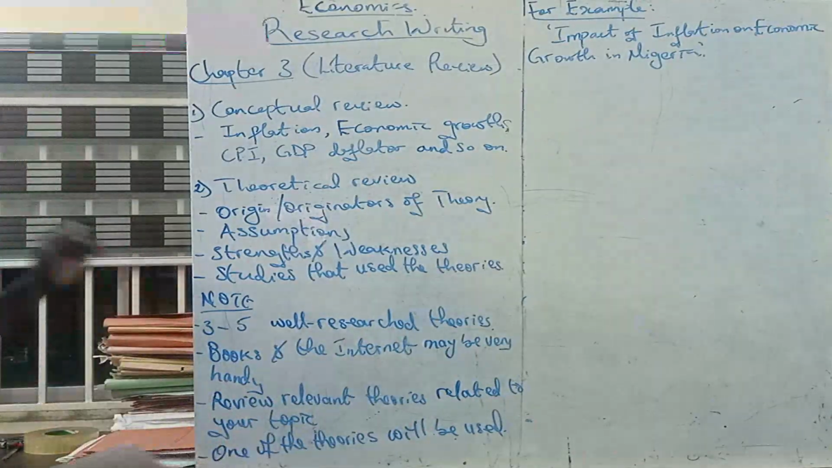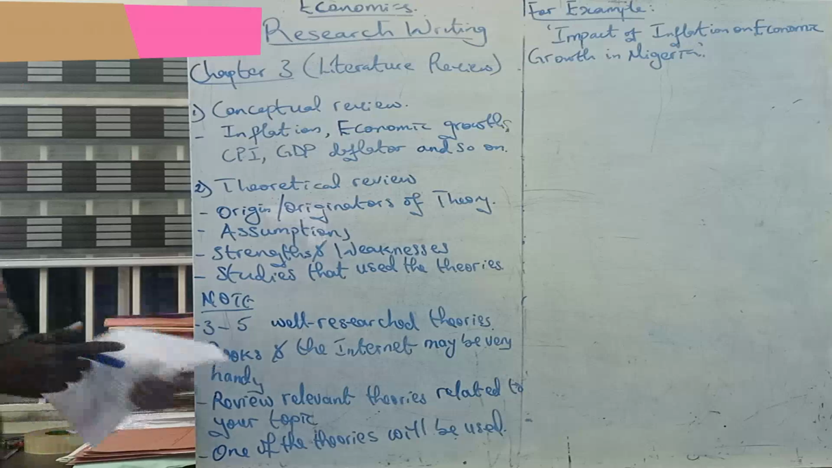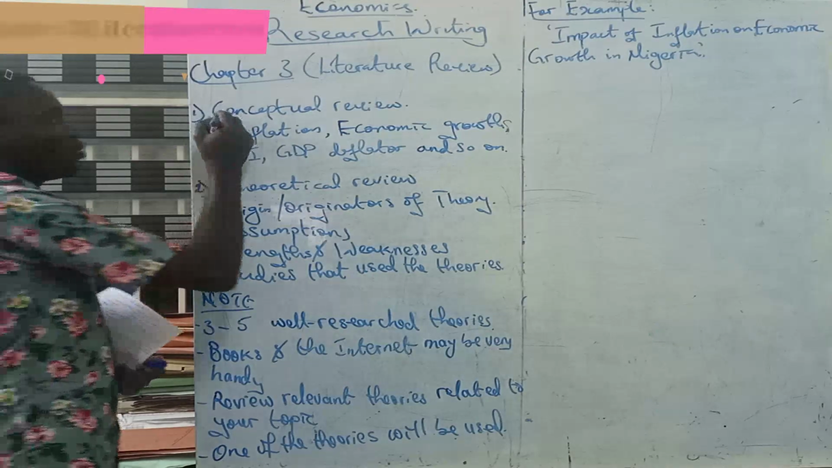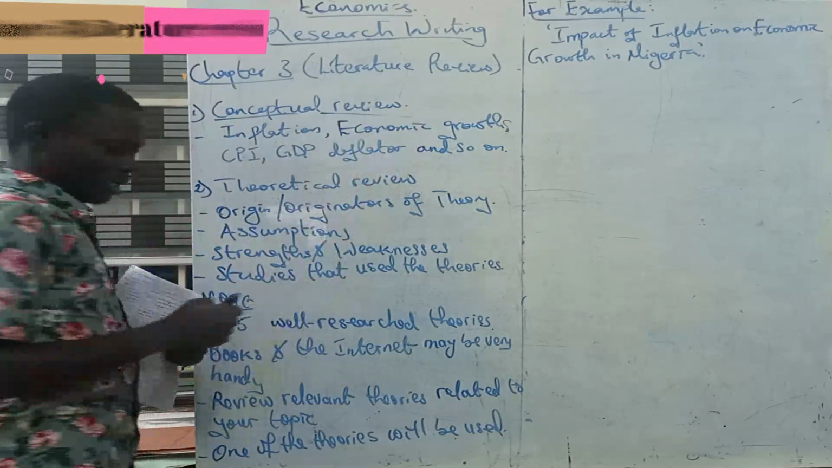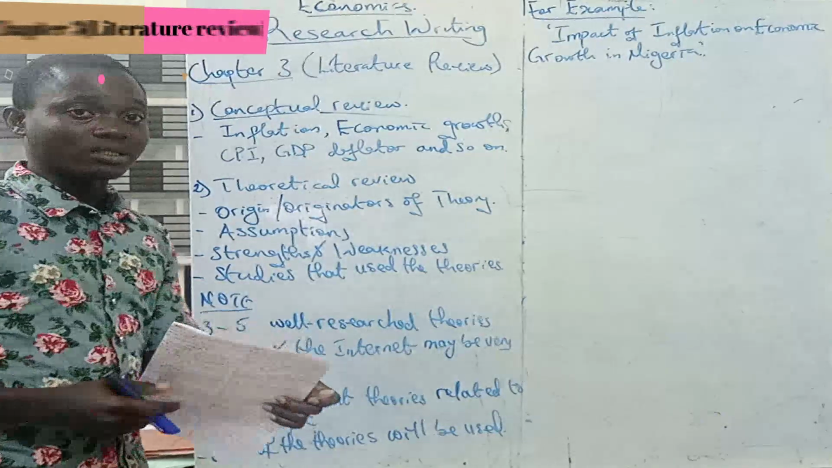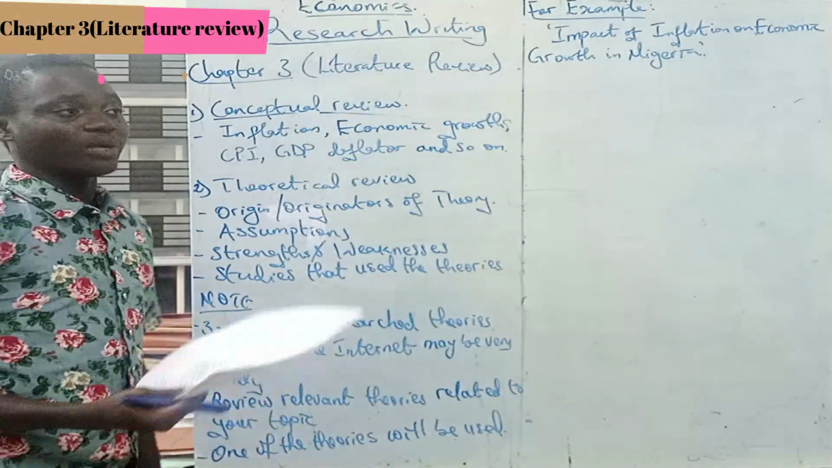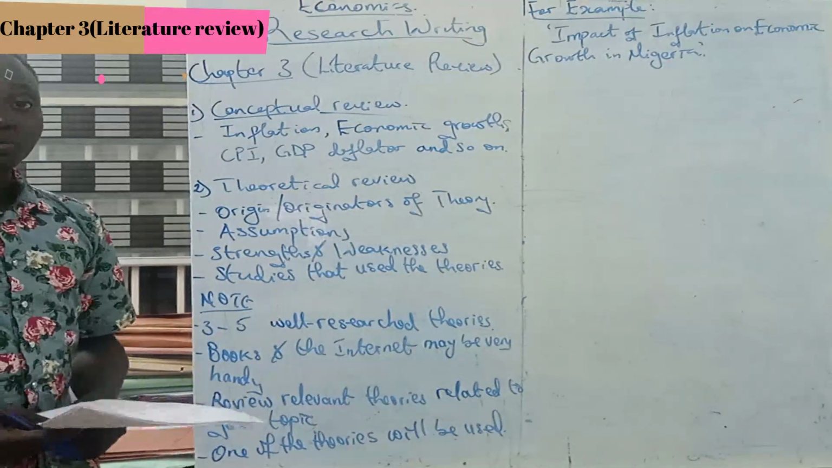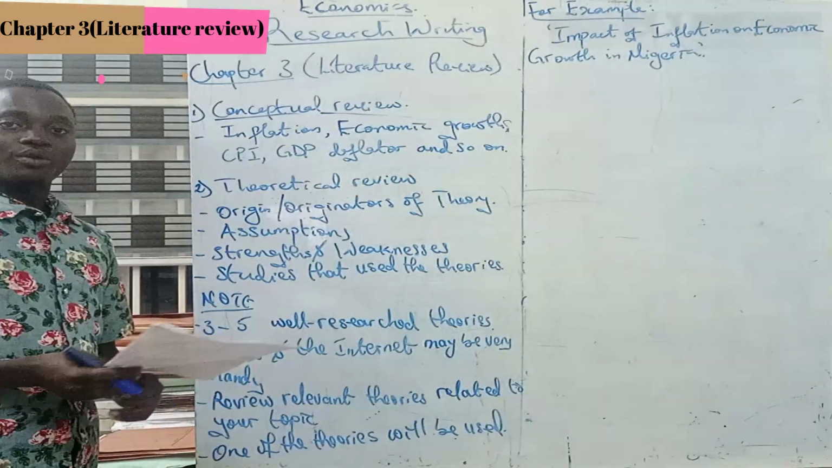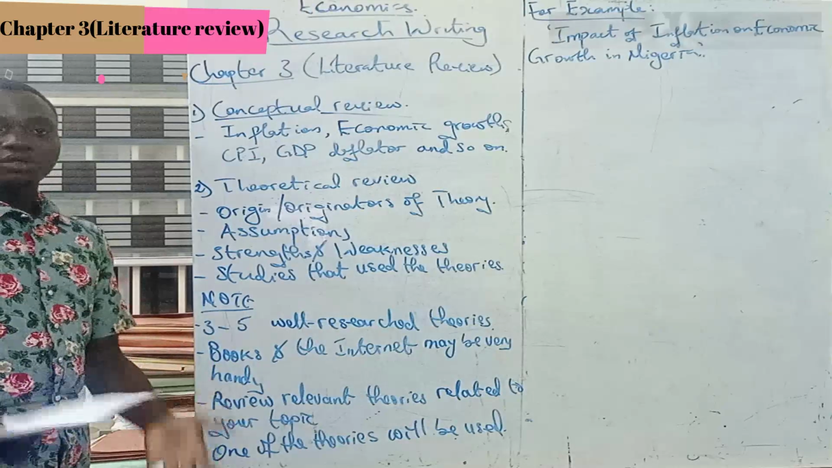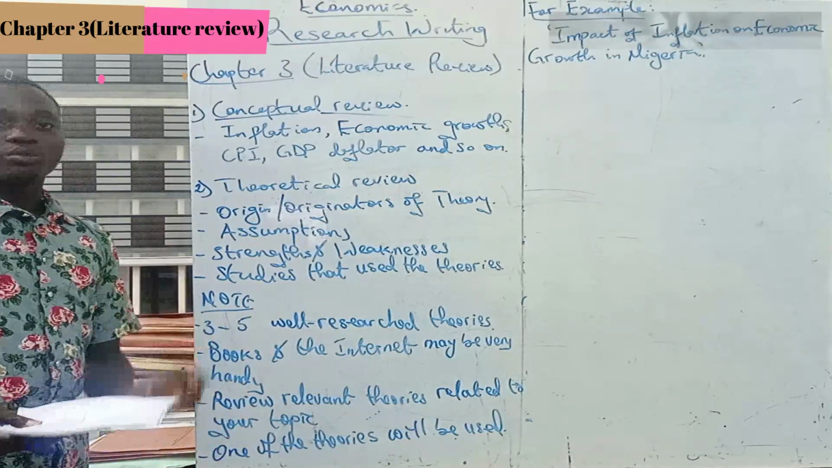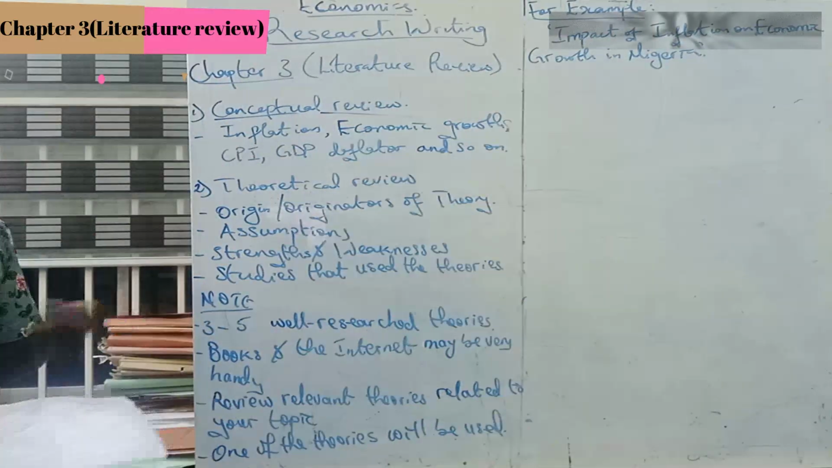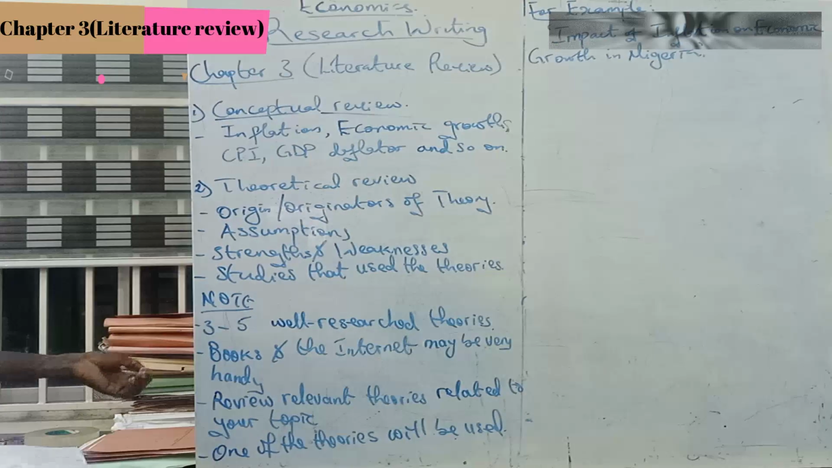Alright, the next one is the theoretical review, which I said I would like to spend a lot of time on. Something I've observed, which was likely one of the mistakes I made when I was writing my final project, was not really understanding the kind of theory I'm supposed to review. When you're reviewing a theory for your research work, there are things you must note.